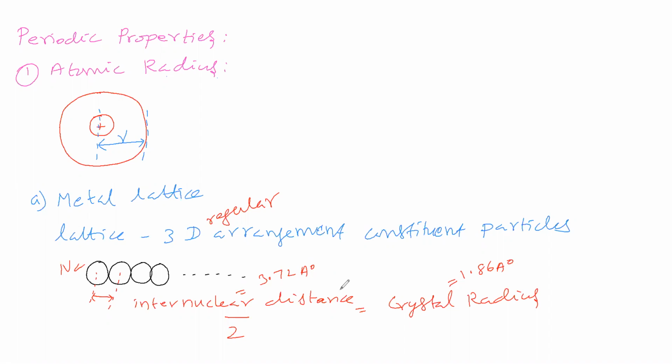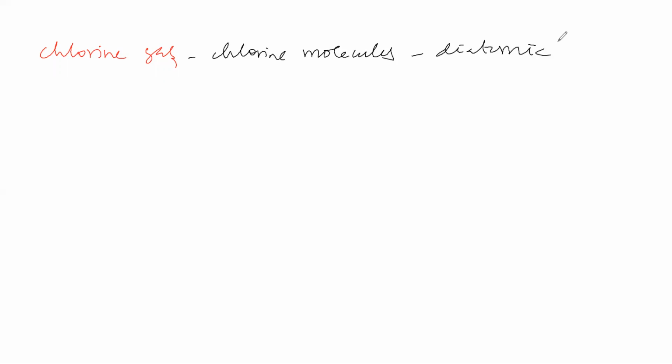For non-metals, for gases and so on, what to do? For example, we'll take chlorine gas. Chlorine gas consists of chlorine molecules, which are diatomic. In the chlorine molecule, what type of bond is there? A covalent bond is there.